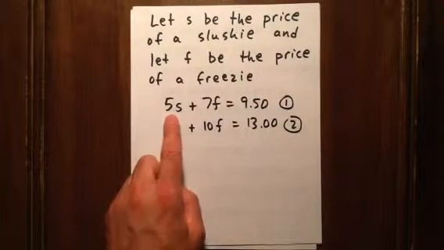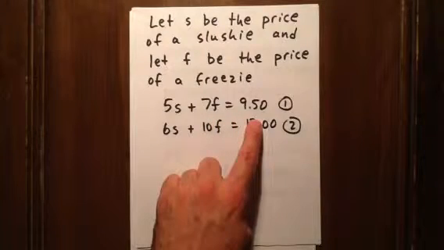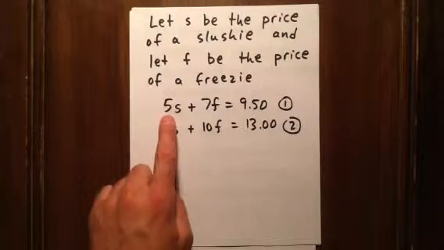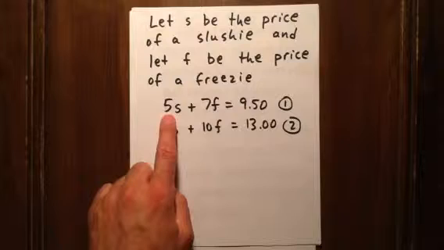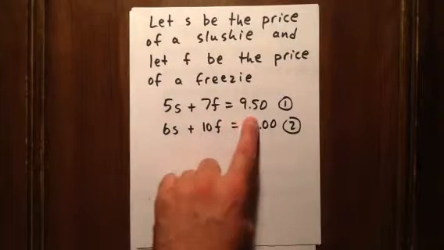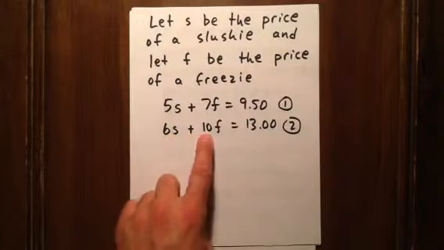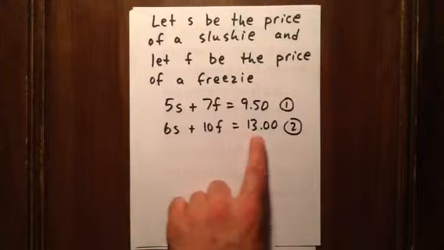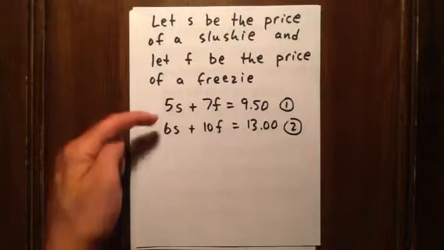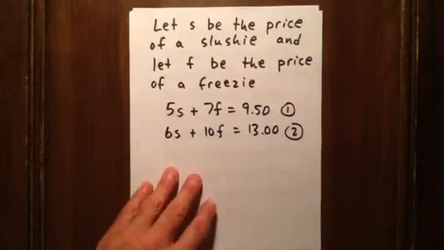Now, 5 times the number of slushies plus 7 times the number of freezies is $9.50. Or sorry, I should have said 5 times the price of a slushie plus 7 times the price of a freezie is $9.50. And secondly, 6 times the price of a slushie plus 10 times the price of a freezie is $13. Well, what we've got now are 2 equations, 2 unknowns. We have a system of equations.